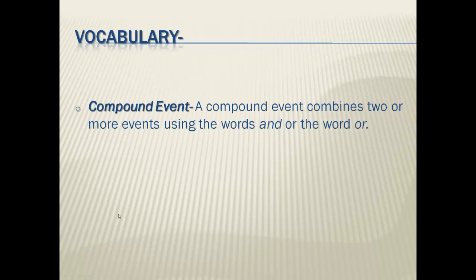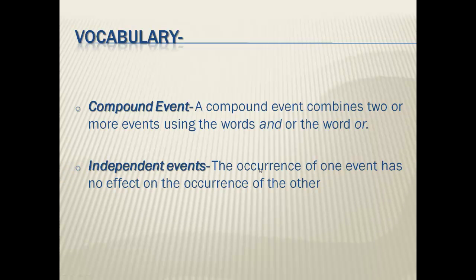A compound event combines two or more events using the words "and" or the word "or." Okay, so we'll kind of get into the basics of that. There's one draw or one roll compound events, and then there's multiple roll or multiple draw compound events. There are independent events. The occurrence of one event has no effect on the occurrence of the other. So this would be an example of a multi-draw or a multi-roll type of problem. But again, it sounds maybe a little bit more wordy than it really is. But when you see it and we go through it, you'll have a better idea as to how it works.